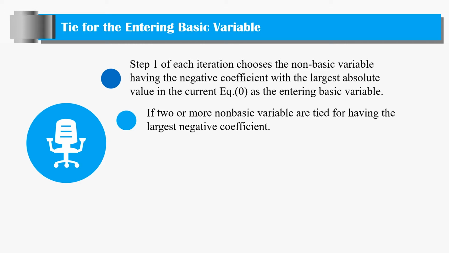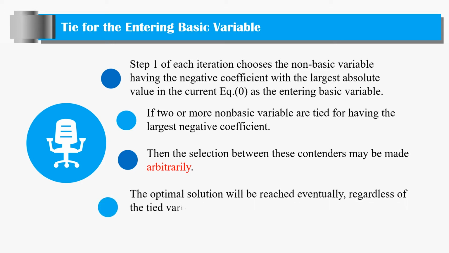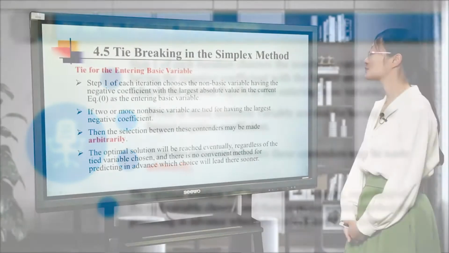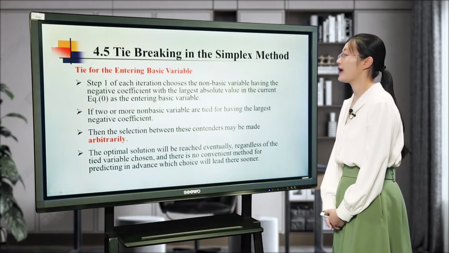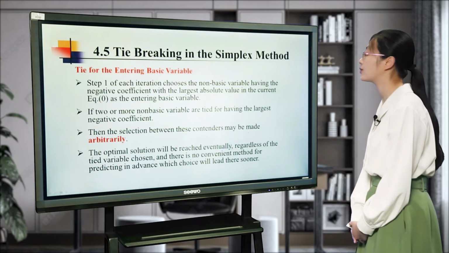In this case, we say that the choice between these contenders may be made arbitrarily. The optimal solution will be reached eventually anyway, regardless of the tied variable chosen. At this point, there is no convenient method for predicting in advance which choice will lead there sooner. So this is first: if we have a tie for the entering basic variable, we can choose the variable arbitrarily.